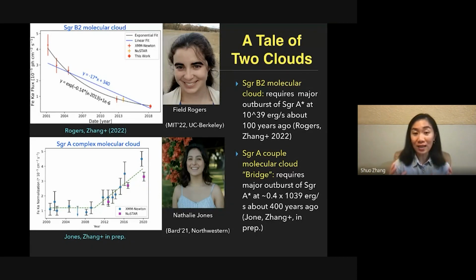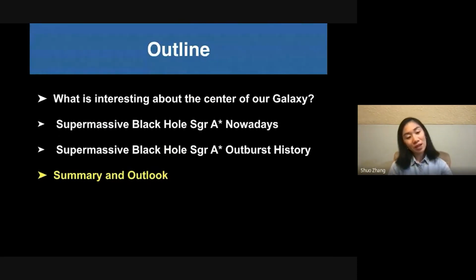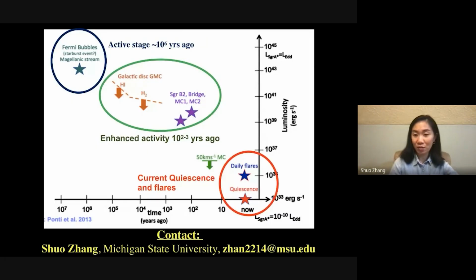What caused that is largely a mystery. I'm hoping to answer that question in the future. So lastly, I'm going to summarize what we talked about today. I think the same image I showed you a couple of slides ago can perfectly summarize it. Sagittarius, our own supermassive black hole, is nowadays very quiet and inactive, besides the very mysterious daily flares.